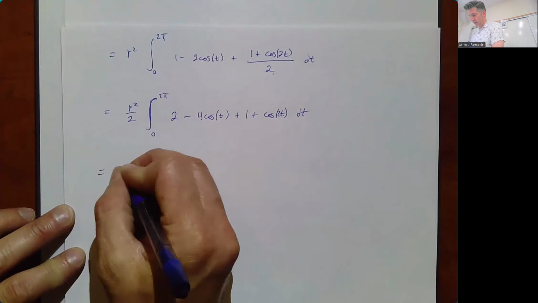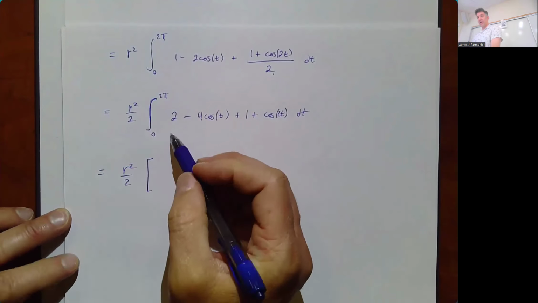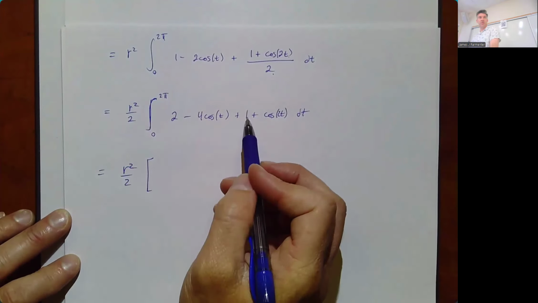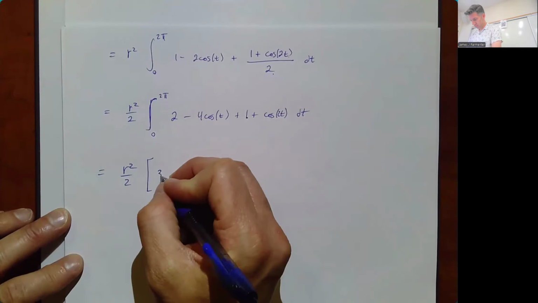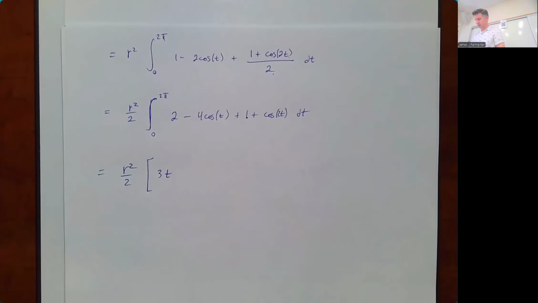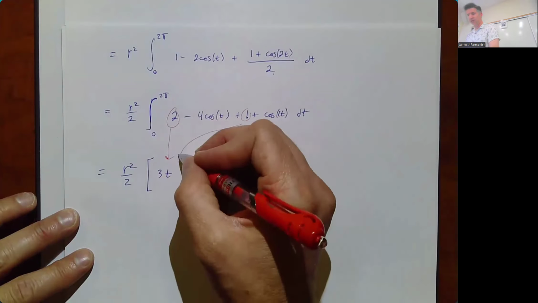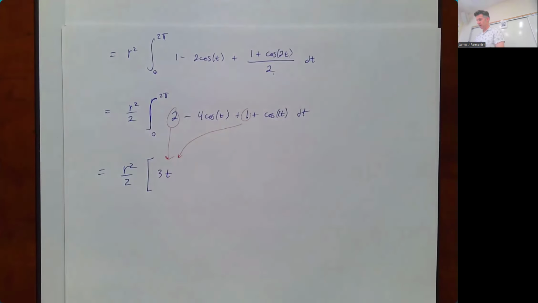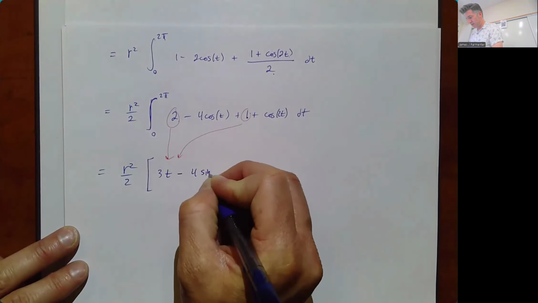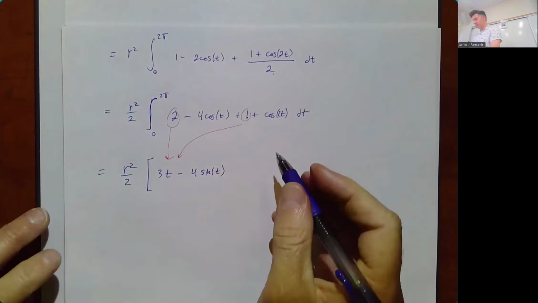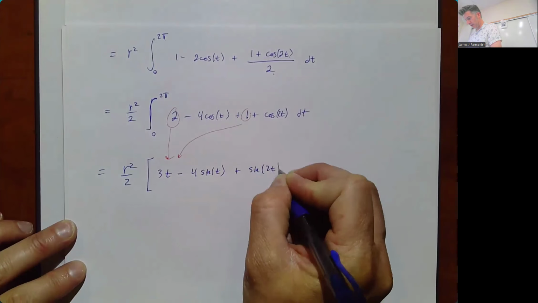So when I integrate this, I'm going to get r squared over 2 out in front times the antiderivative of 2 plus 1 is 3t. It's anti-differentiating 3. Right, that's going to be this part and this part. I just didn't want to write this line again. I figured we could just combine them together and anti-differentiate them. The antiderivative of negative 4 cosine of t is going to be negative 4 sine of t. And the antiderivative of cosine of 2t is going to be plus sine of 2t divided by 2.